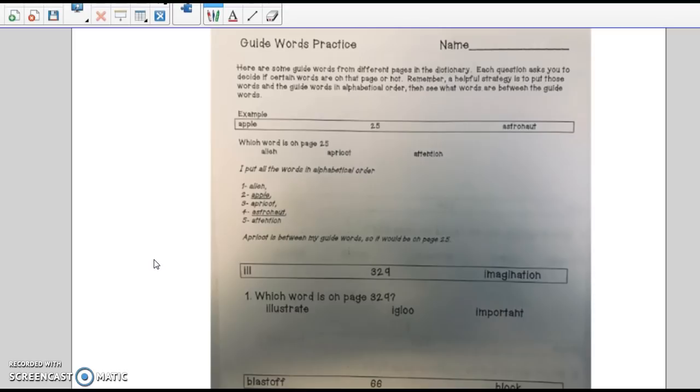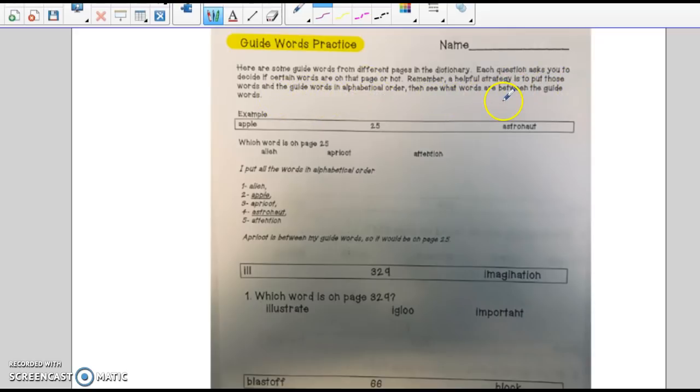So you need a highlighter and a pencil. Go ahead and highlight your title, Guide Words Practice. Let's look at our directions. All right, it says, here are some guide words from different pages in the dictionary. Each question asks you to decide if certain words are on that page or not.